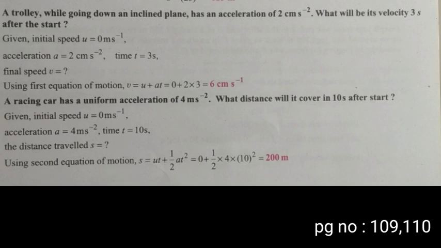Next one, a racing car has a uniform acceleration of 4 meter per second square. What distance will it cover in 10 seconds after start? Here also initial speed U equals 0, acceleration is 4 meter per second square, time is 10 seconds. To find the distance travelled, we will take the second relation, S equals Ut plus half at square. So, 0 plus half 4 into 10 square. After calculation we will get 200 meters.